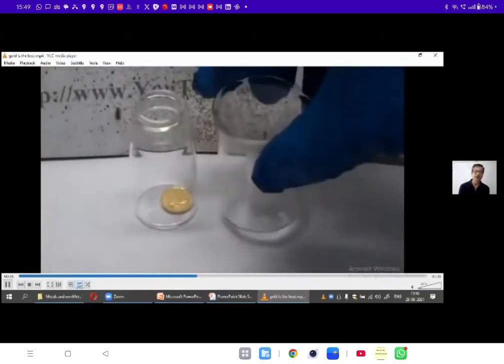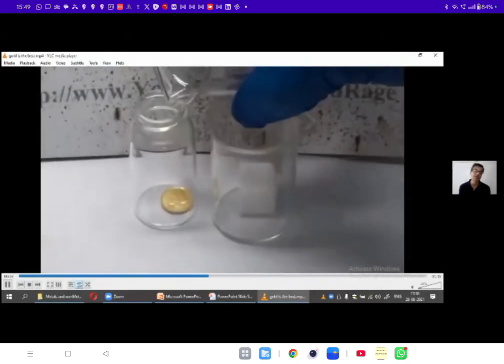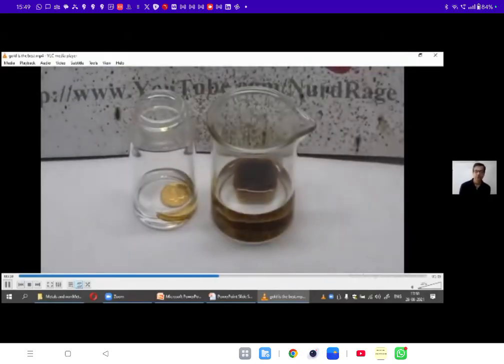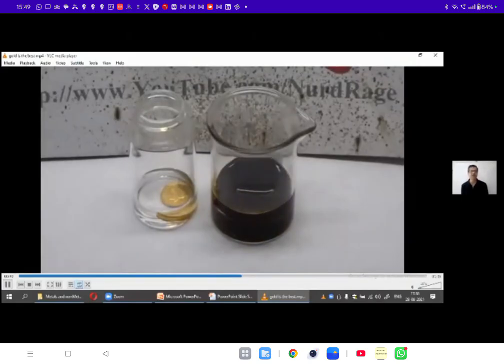Now the gold coin and a sugar cube, and concentrated sulfuric acid is put. What happens to that sugar? It becomes black, but gold is the best. It remains like that. Now these are all three acids.